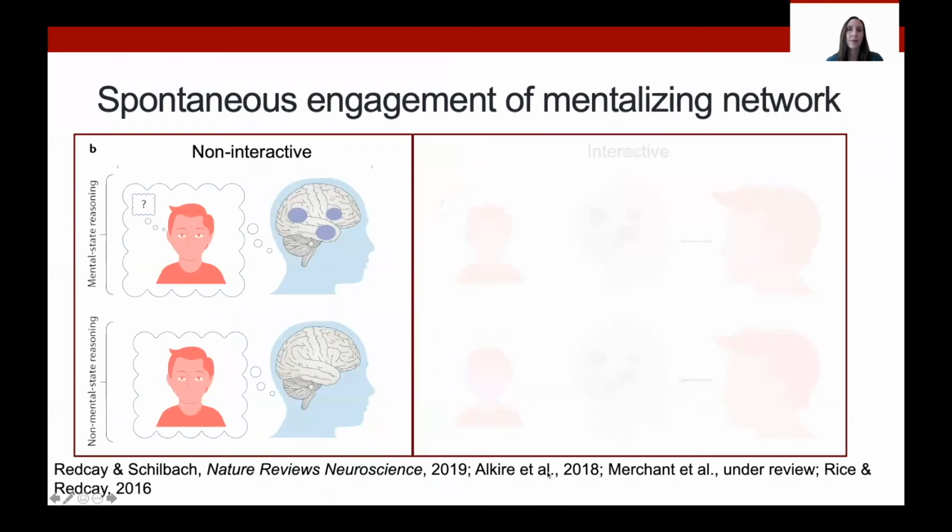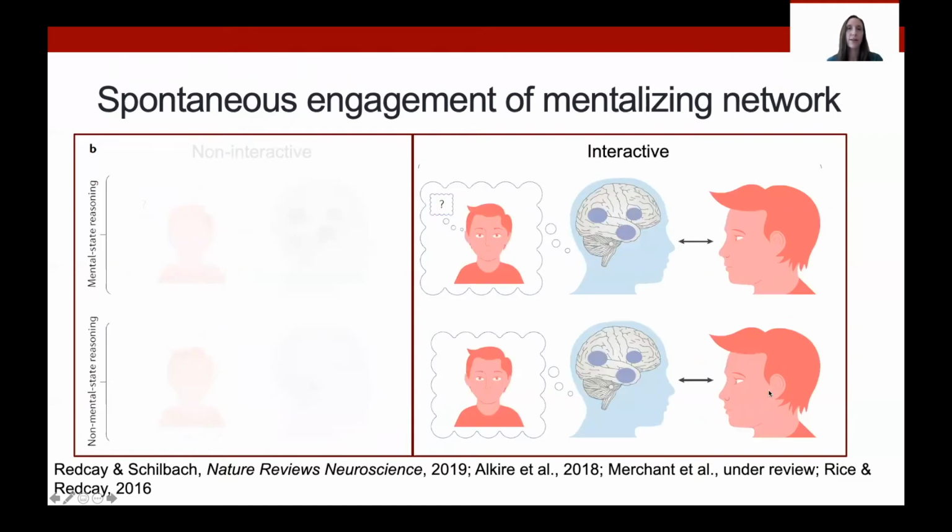In another example, work from my lab has demonstrated another contrast. Specifically, the mentalizing network is engaged when reasoning about a character's mental state. So here you see in these non-interactive contexts, when reasoning about mental states, you see engagement of this mentalizing network. But when you're doing similar kinds of reasoning about a person, but it doesn't involve mentalistic information, then you see significantly less engagement of this mentalizing network.